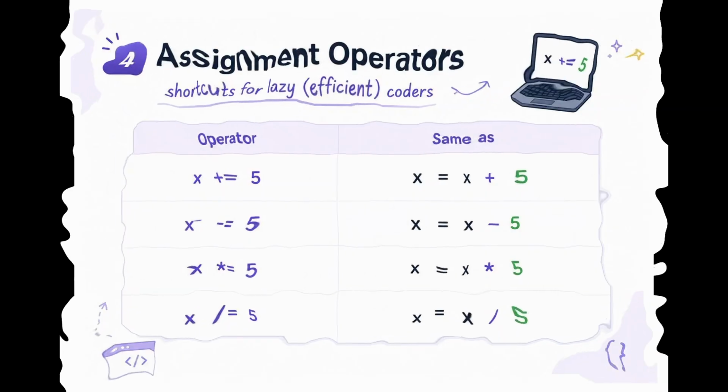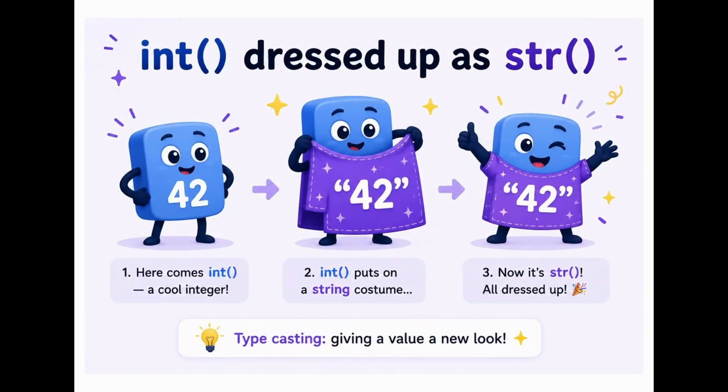Python respects your time. Now, here's where it gets spicy. Python is what we call dynamically typed. It figures out data types on its own, but sometimes you need to force a value into a different type. That's called typecasting, and it's basically Python's version of a costume change. Three main functions of this: int parentheses, which means turn something into a whole number. Second one is float parentheses, which means turn something into a decimal. And last, the third one is str parentheses, which means turn something into text.